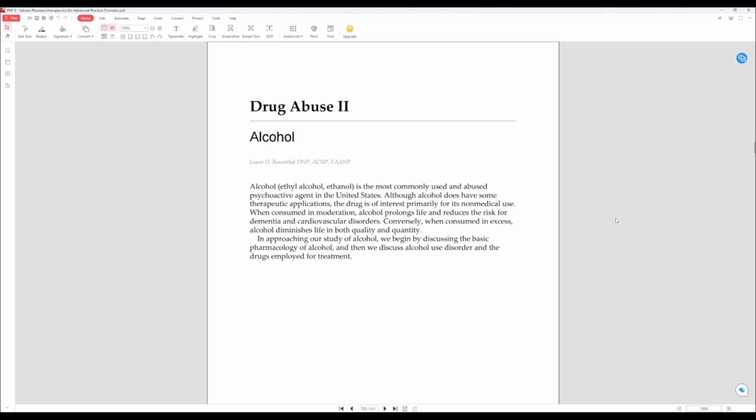So, jumping in on alcohol. Alcohol, also known as ethyl alcohol or ethanol, is the most commonly used and abused psychoactive agent in the United States and most likely worldwide. Although alcohol does have some therapeutic applications, the drug is of interest primarily for its non-medical use. When consumed in moderation, alcohol prolongs life and reduces the risk for dementia and cardiovascular disorders. Conversely, when consumed in excess, alcohol diminishes life in both quality and quantity.